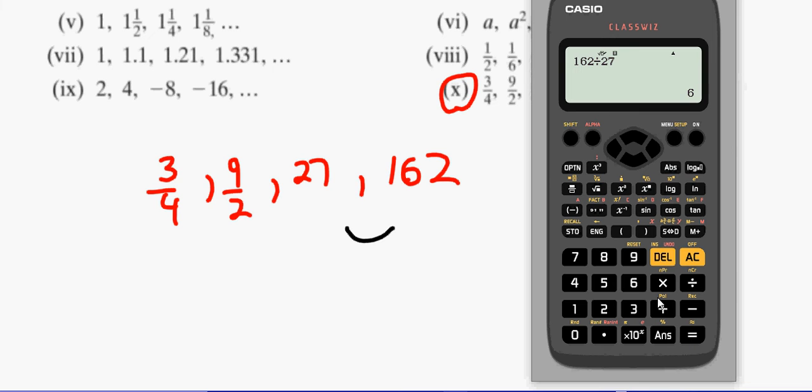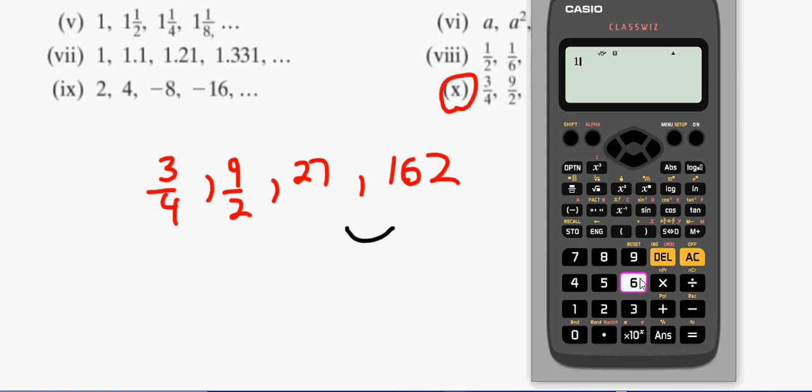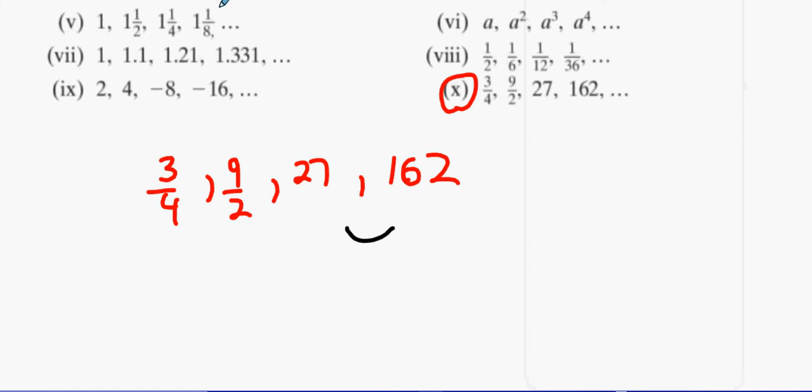I could use 9 over 2 divided by 3 over 4, which is also 6, isn't it? So no matter what answer you're getting, you're just going to multiply by 6. So 162 multiplied by 6. Next one's 972. The one after that is 5832, 34992, and then finally 209,952. We all good? Alrighty. Now, any questions so far? Great.